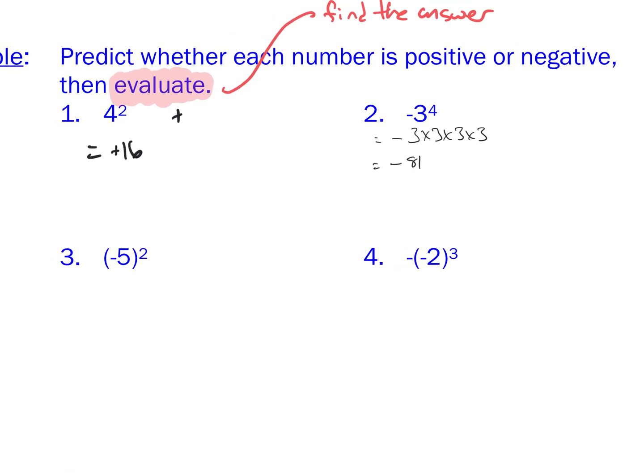Third one, positive or negative? What do you think? Negative. Positive. One of you's right. Positive. The reason why it's positive is you have negative 5 and you're multiplying it by itself 2 times. And when you multiply 2 negatives together, what do you get? Positive. And in this case, it's going to be positive what? 25. Very good.